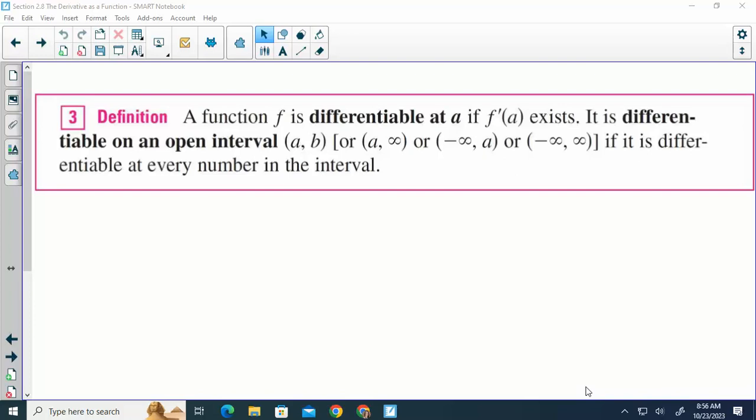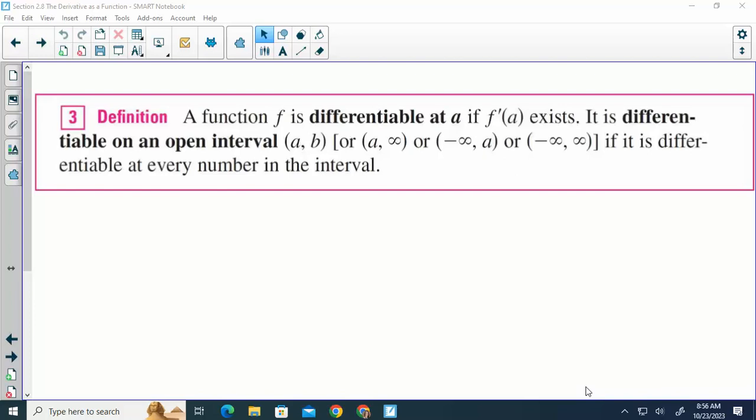So we'll start looking at differentiable functions. So a differentiable function is just one where the derivative exists. So if you can take the derivative, it's differentiable. And sometimes it's possible that it's differentiable on the entire graph. The entire thing has a derivative. And sometimes it's just a specific interval, because there might be one point where the derivative doesn't exist.